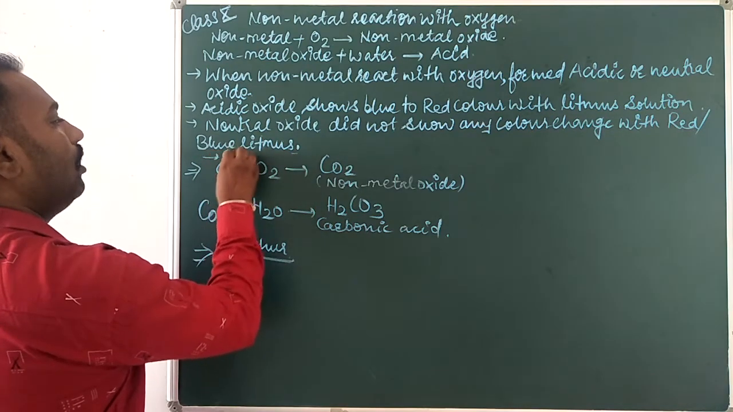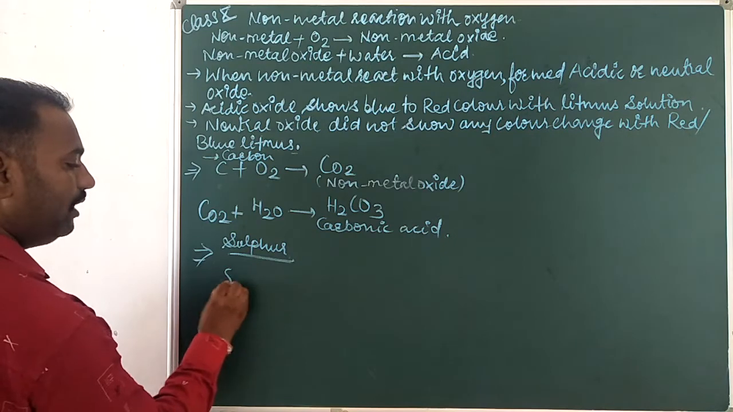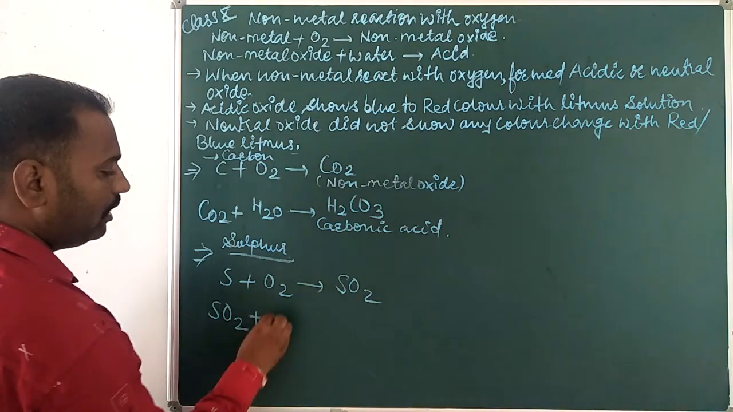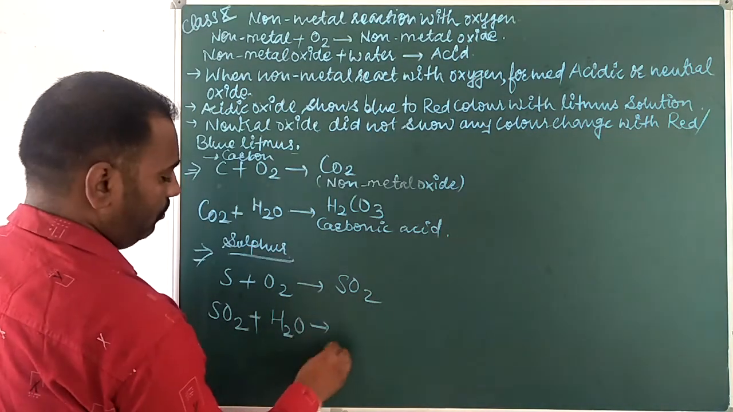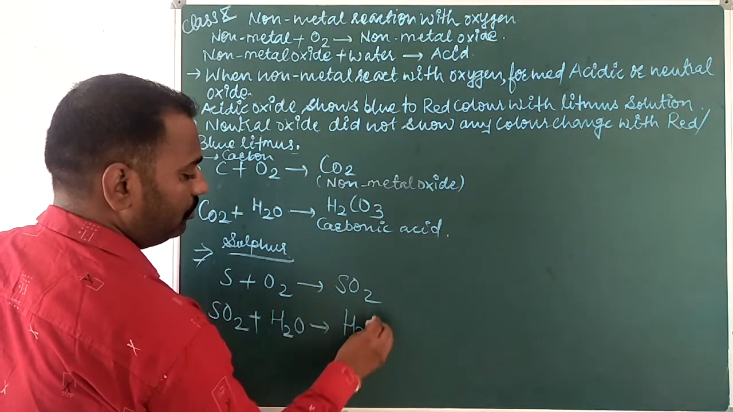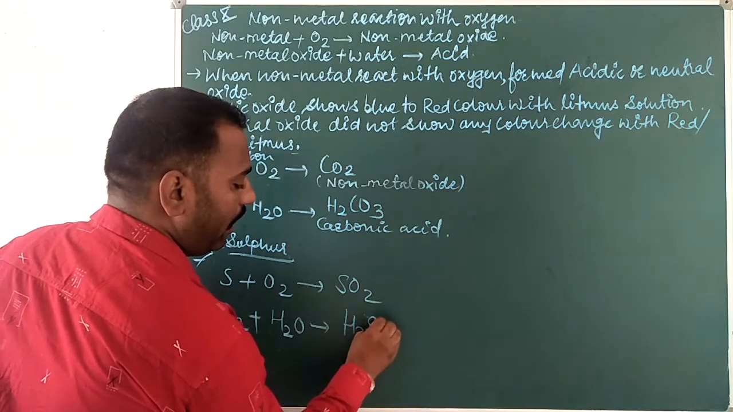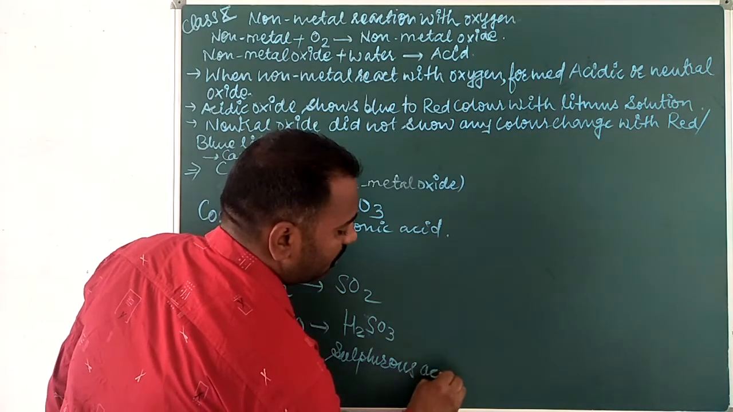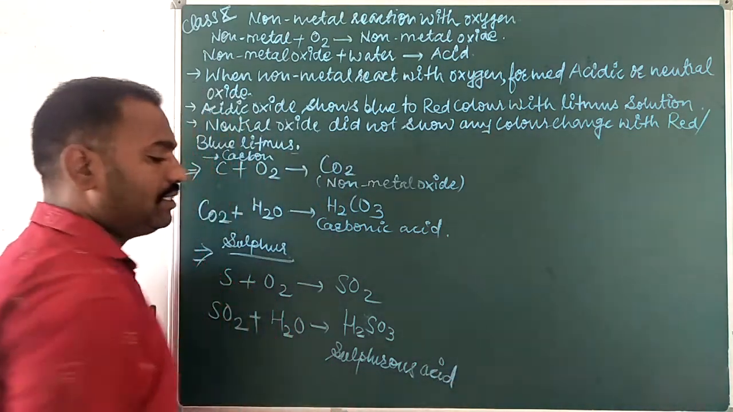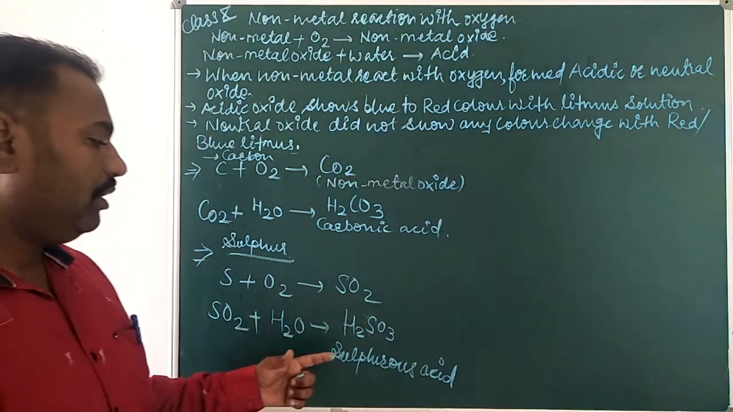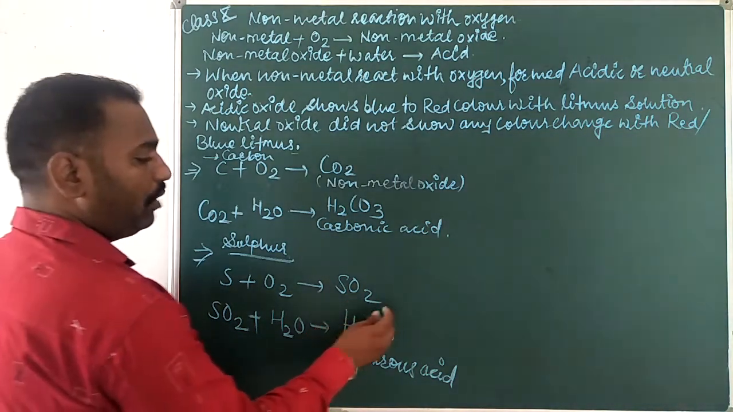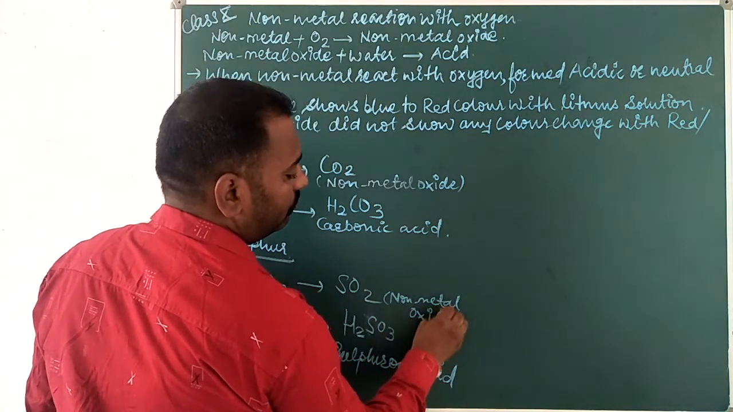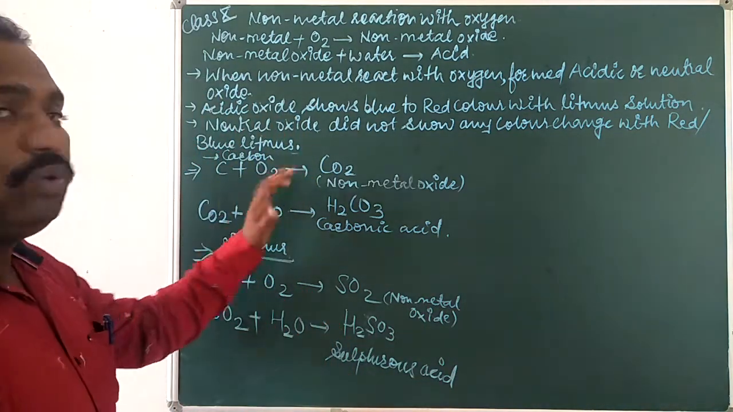That is for carbon. Like that, one more example for sulfur. When sulfur reacts with oxygen, then formation of SO2, and when this SO2 reacts with H2O, then formation of H2SO3, that is sulfurous acid. This is not sulfuric acid, because sulfuric acid is H2SO4. This is sulfurous acid, H2SO3, and this is our non-metal oxide, sulfur dioxide. Like C plus O2, carbon dioxide.